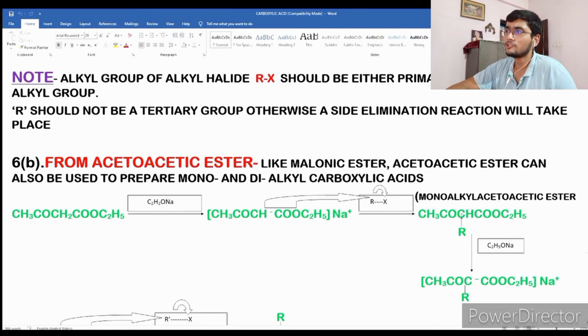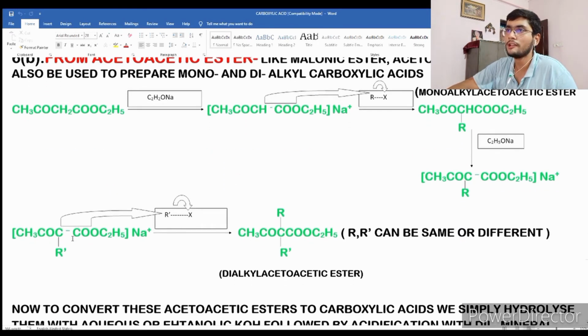And now you see, there is still one acidic hydrogen left. Following the same procedure, we can attach another R group as well. I have shown it here, where I have left an acidic hydrogen. By treating it with a base, we get a carbanion, and by treating this carbanion with an alkyl halide, we can attach another R group. I have written R and R dash, because the alkyl groups can be the same or different. Finally we get a dialkyl acetoacetic ester.